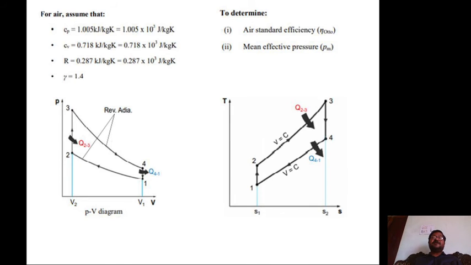Determine air standard efficiency and mean effective pressure. This is the PV and TS diagram. Pressure versus volume: 1 to 2 is the compression, 2 to 3 is the constant volume heat addition, 3 to 4 is the reversible adiabatic expansion process, and 4 to 1 is the heat rejection, that is the constant volume process. Okay, here he has mentioned it in the TS diagram also.